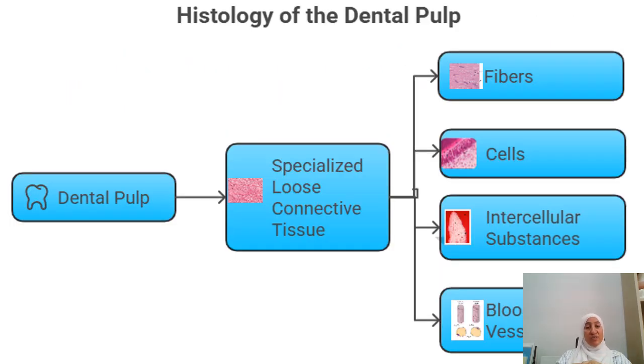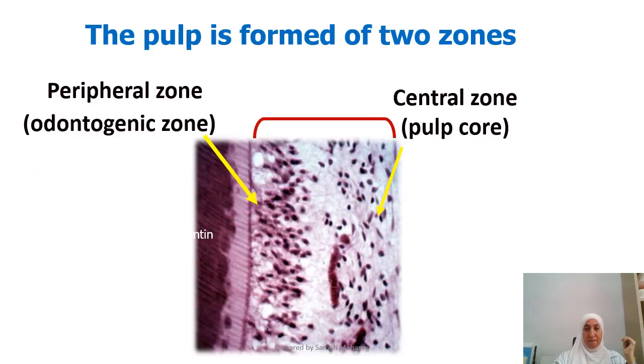The histology of the dental pulp. At the beginning, the definition of the pulp is a specialized loose connective tissue. Specialized loose connective tissue consists of multiple fibers, cells, intercellular substances, blood vessels, and nerves. Simply, the pulp, histologically, only histologically, could be divided into two zones: peripheral zone and central or core zone.